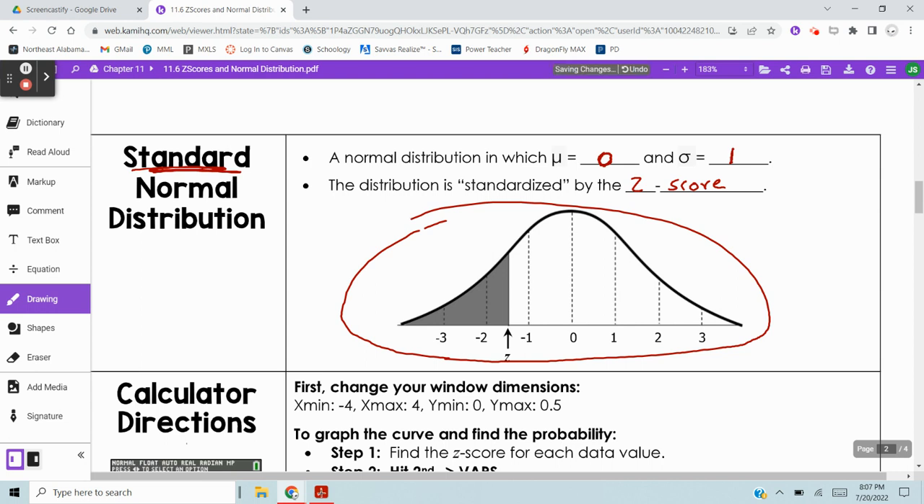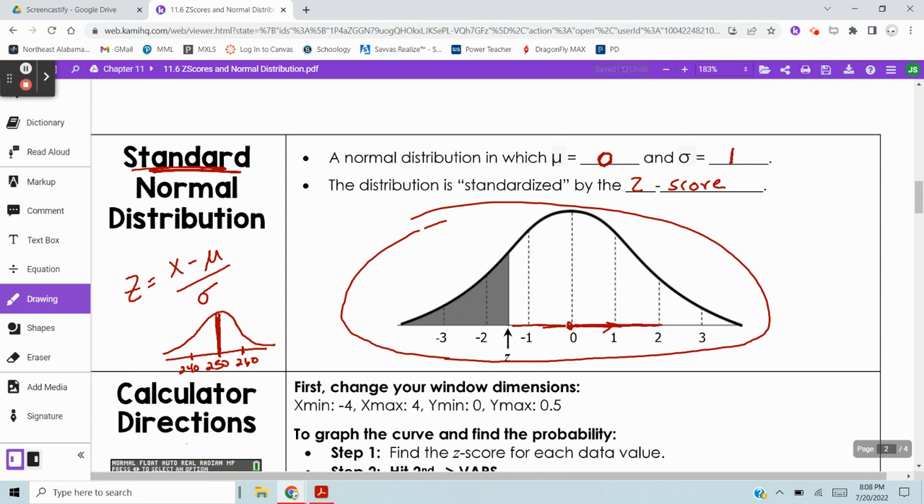You can see that if 0 were our mean, a value of 1 would be the same thing as a z-score of 1, because our standard deviation is 1. A standard deviation of 2 would be the same thing as a z-score of 2, and the same thing in the negative direction. Now, I did want to go back and talk about this formula, the z-score formula. And I want you to think about how it works.